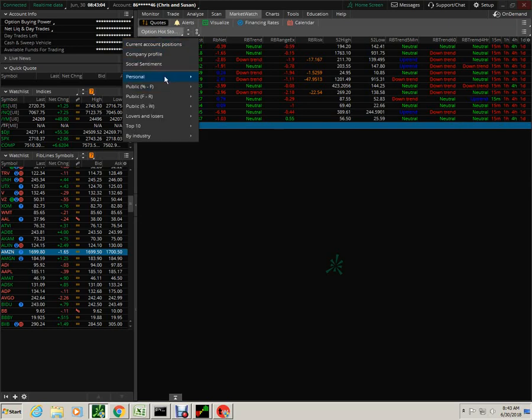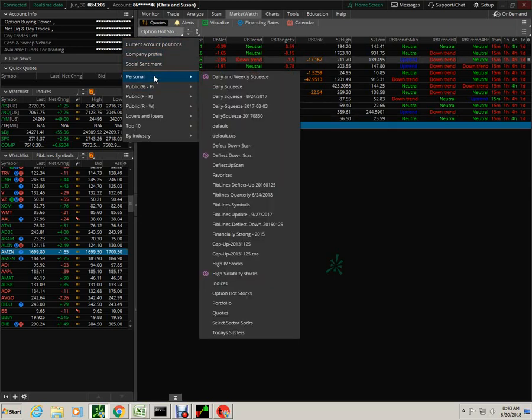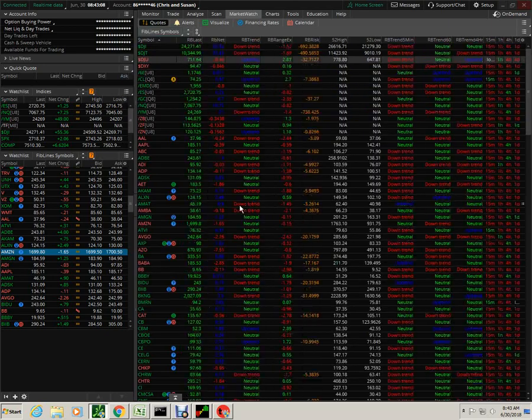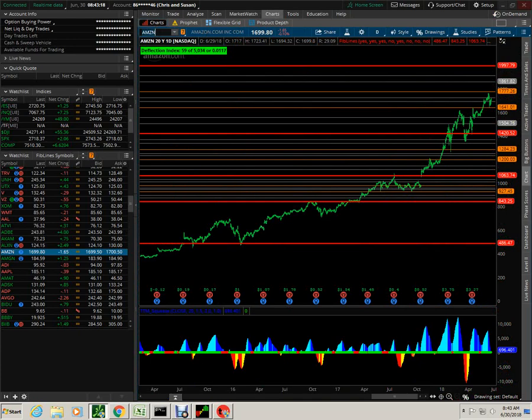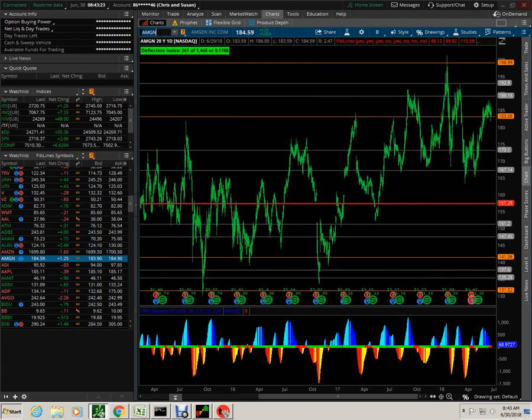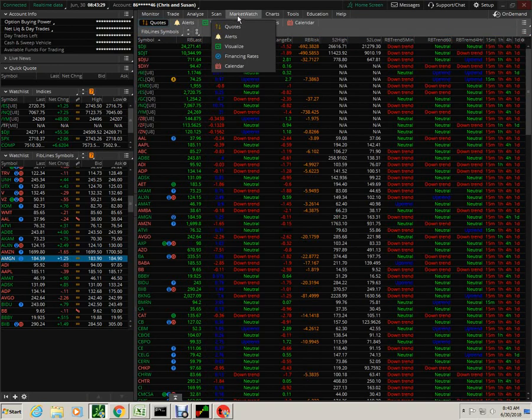But if I switch over to my FibLines symbols, we can very quickly scan this entire universe and find something that's in a squeeze on the daily. For example, AMZN. I can see here that it's in a squeeze on the 4-hour and the daily. That means it's in a period of consolidation and a potential trade candidate. So there's our squeeze. And that's the Market Watch screen I found to be very handy.